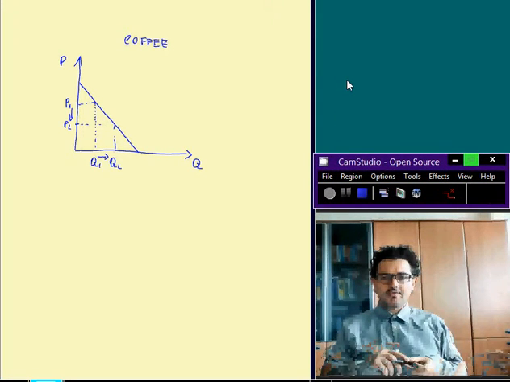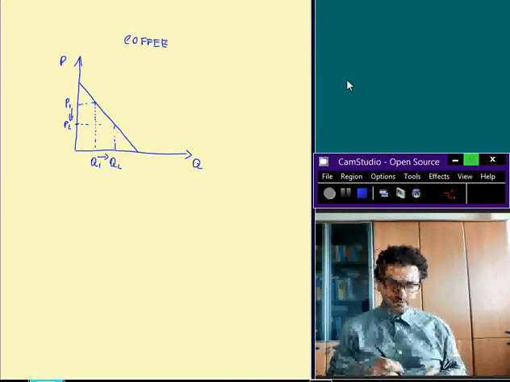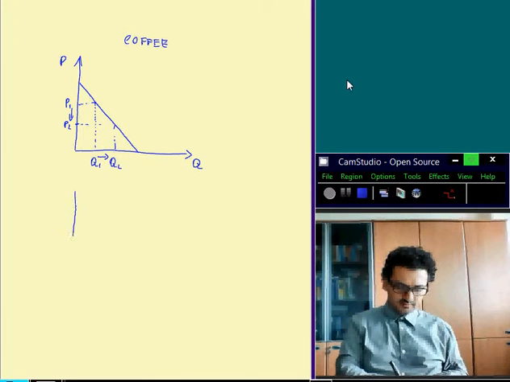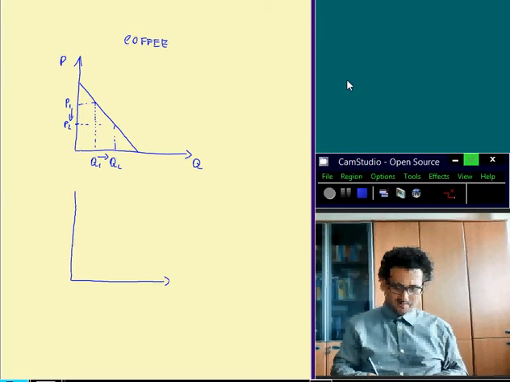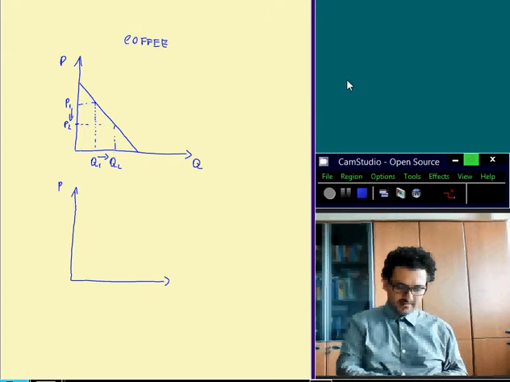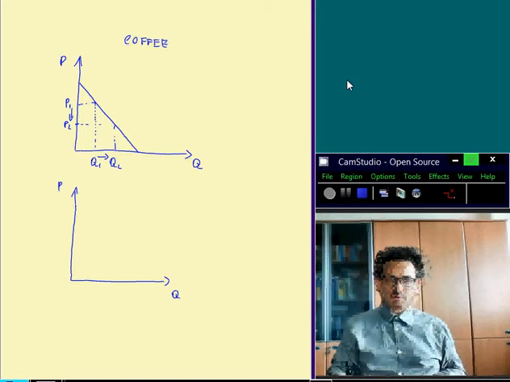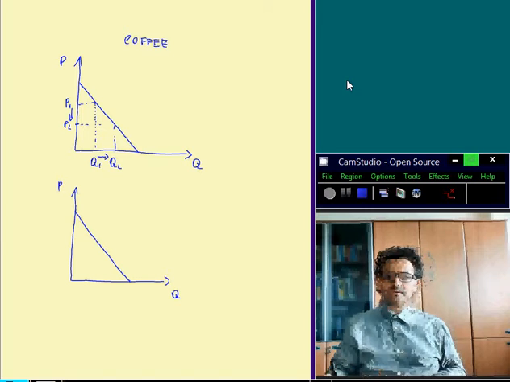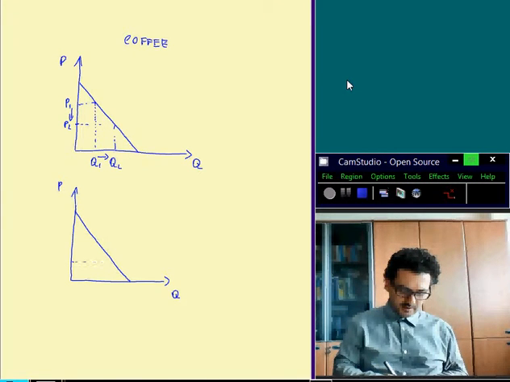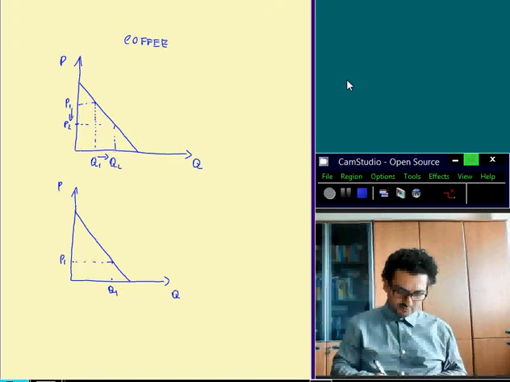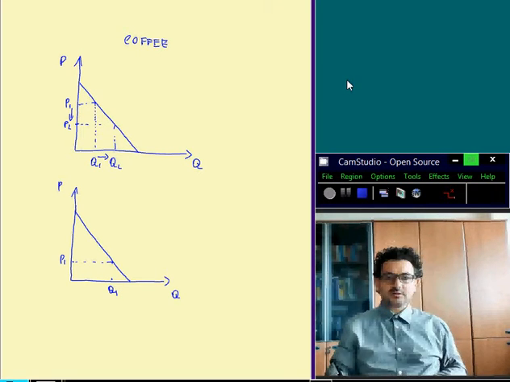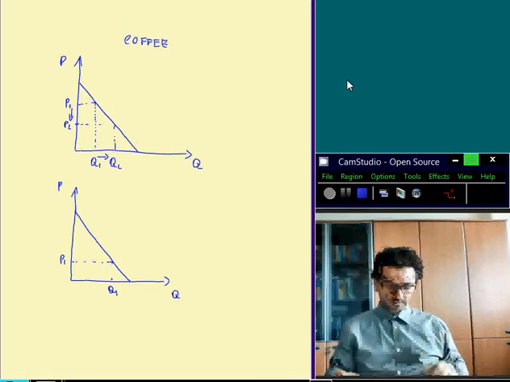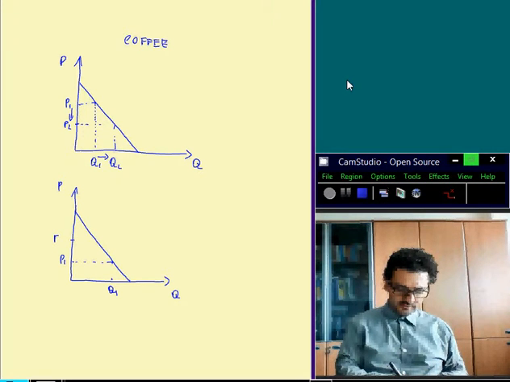We can consider also the effect of an increase in the price for coffee. For instance, we can do this picture again. We consider the relation between price and the demanded quantity for coffee. This is an inverse relation or a decreasing relation. Suppose that the price is initially equal to P1. This identifies a demanded quantity equal to Q1. Suppose now that we have an increase in the price for coffee to level P2.